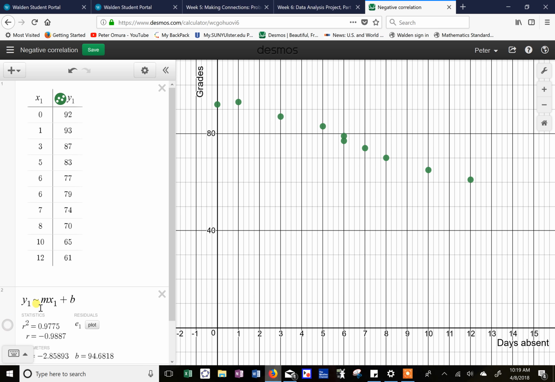So let's see what happens when we actually graph it. And I'll take a look at that. 80, 90, that's about 95. It's actually very close to what I had graphed. Very, very close. And once again, if you look at the R value, negative 0.9887, that's very close to negative 1, which means it's a strong negative correlation.